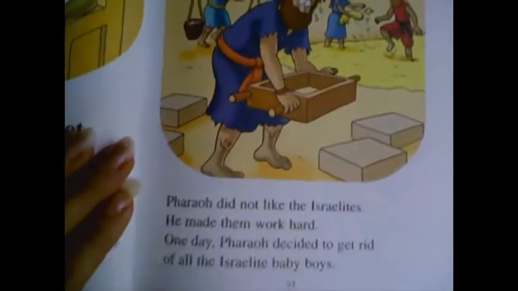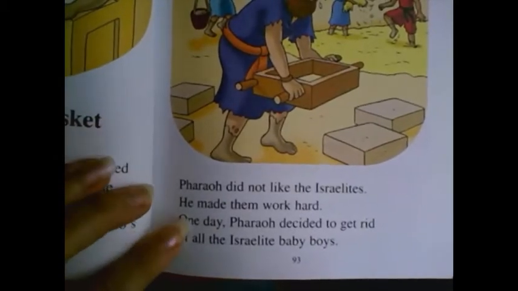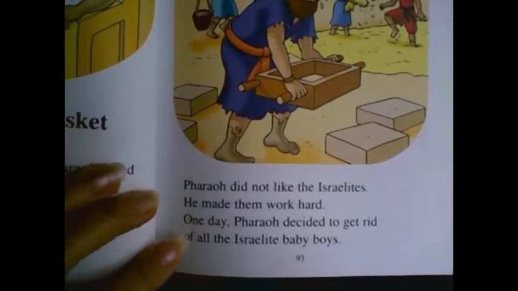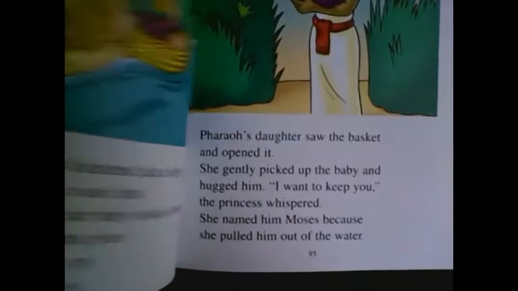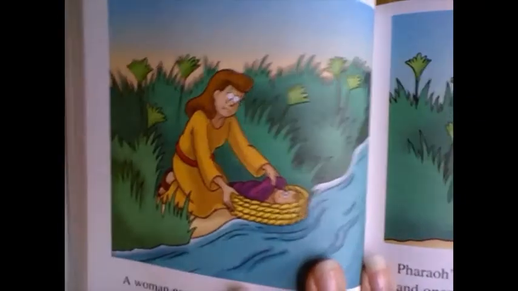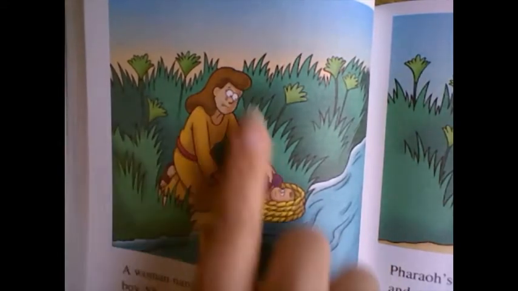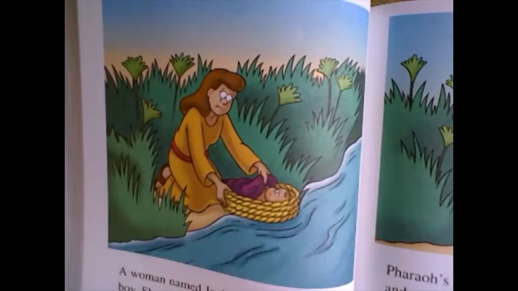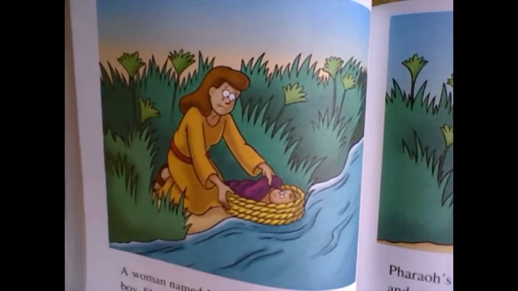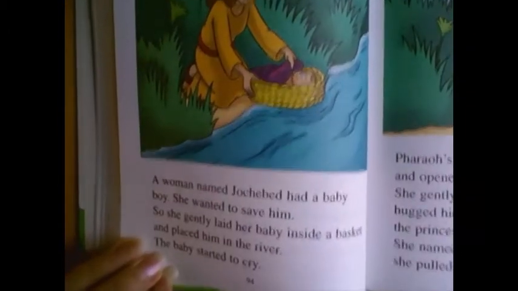It says, Pharaoh did not like the Israelites. He made them work hard. One day, Pharaoh decided to get rid of all the Israelite baby boys. That sounds terrible, doesn't it? Well, Moses was one of those little Israelite babies, okay? And this is where we hear the story of the baby in the basket. You can see here, they're crying, they're putting him in the little basket, they're sticking him in the river, okay? And there's a lot of different movies that talk about this.